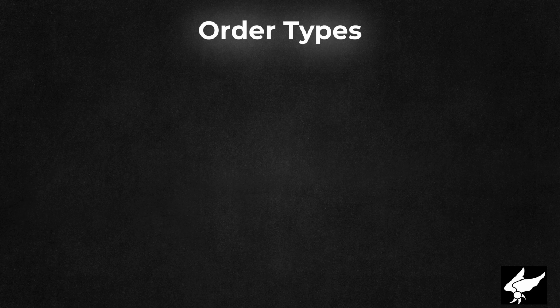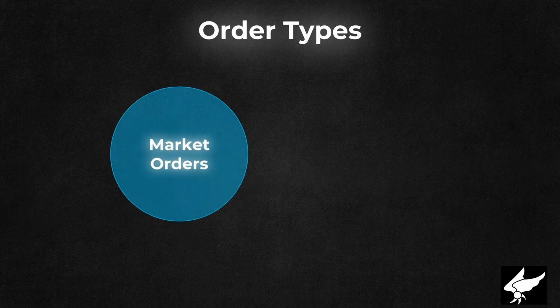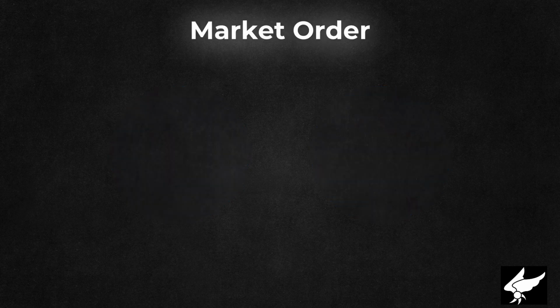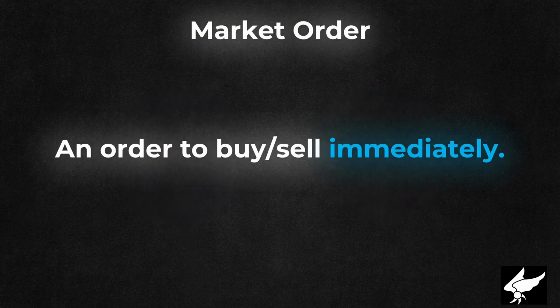To keep things simple, we can summarize order types in two categories. We have market orders and we have pending orders. A market order is an order to buy or sell immediately. For example, if you want to buy at whatever price is being traded right now, you will use a market order. The same is true, of course, for a sell order.